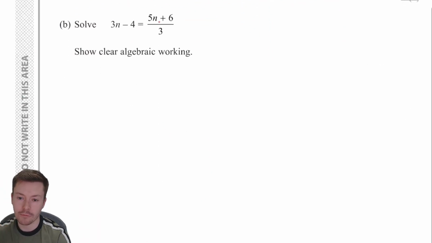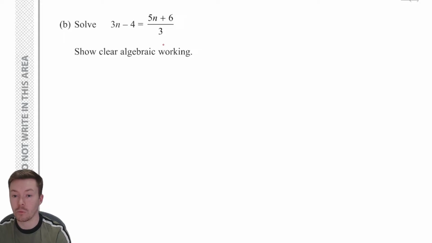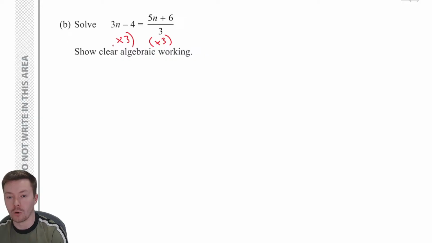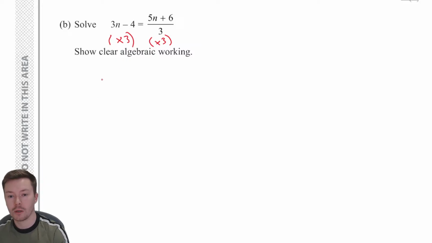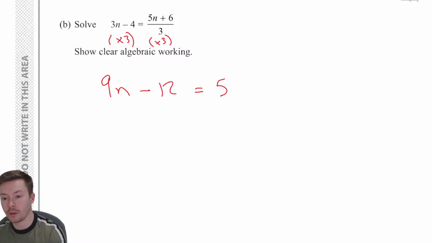When you've got a fraction on one side, and either a fraction on the other side or something linear like this, we just need to cancel out the denominators. Times by 3, do the opposite. Now, when you're multiplying or dividing, you need to do that to every term. So I can't just do 3n times 3. I have to do 3n times 3 and the 4 times 3. So I'm going to get 9n minus 12 is equal to 5n plus 6.